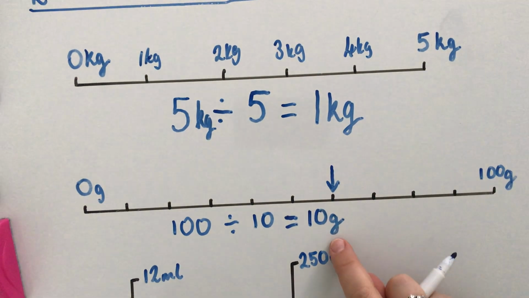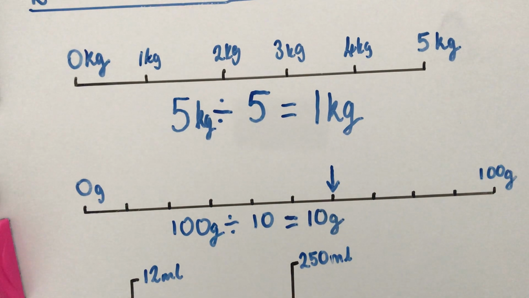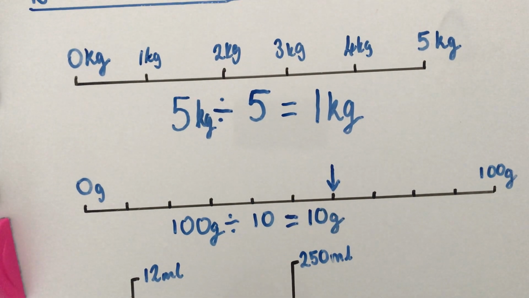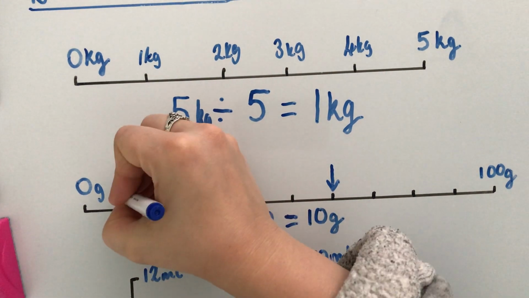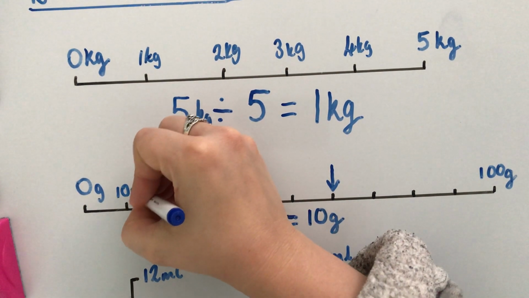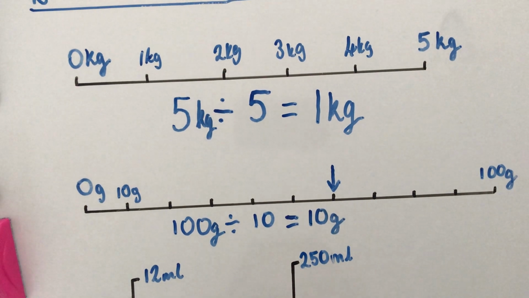We must remember our units here, okay? Because our scales are going up in different units. This one was kilograms, this one's grams. So now we know each little line is worth 10 grams. So it's going to go up in 10 grams each time.